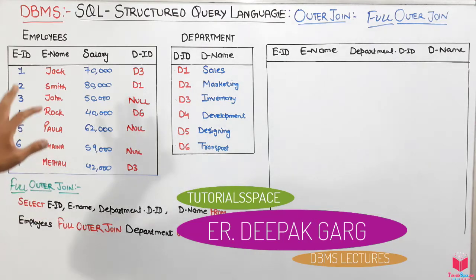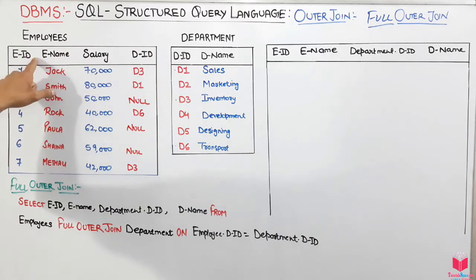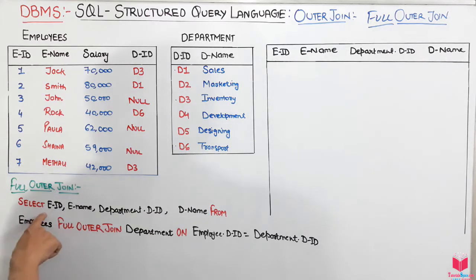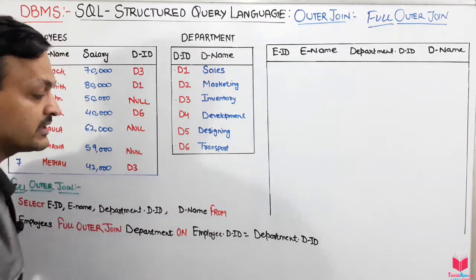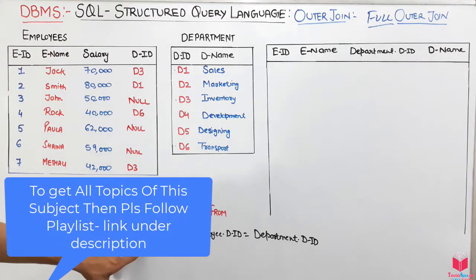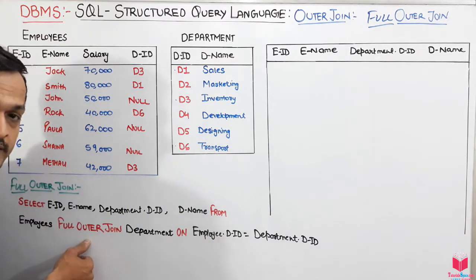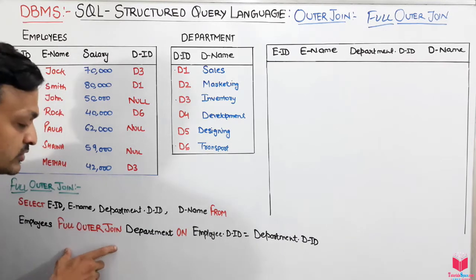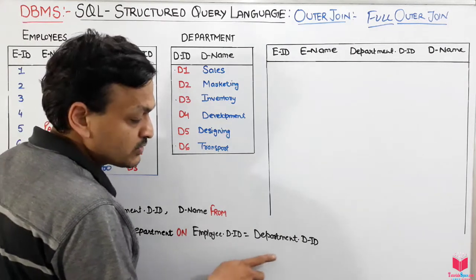We have considered the same two tables, with the foreign key and the primary key. Each and everything is the same. Let's consider this query: select EID, ename, department.did, dname from employees and department. We have taken a full outer join. You can skip the word outer and just write full join. On what basis? On employee.did equal to department.did.